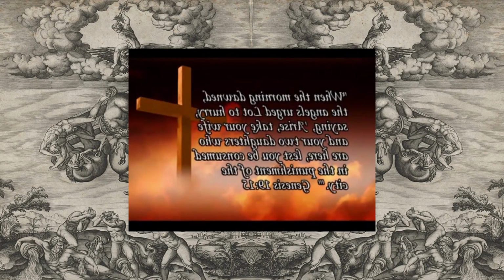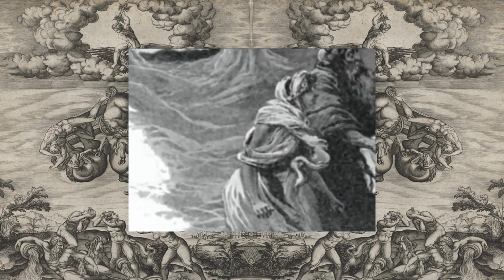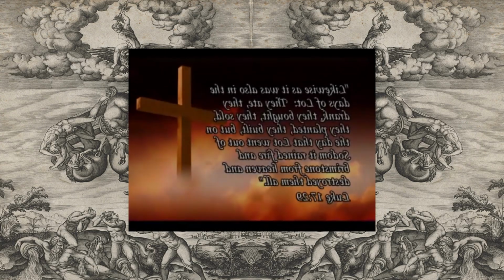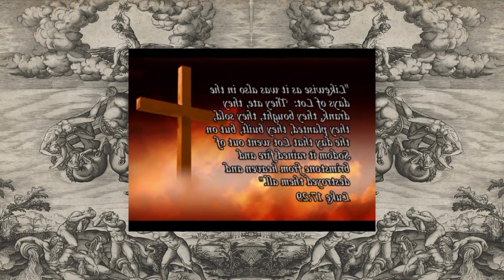When the morning dawned, the angels urged Lot to hurry, saying, "Arise, take your wife and your two daughters, who are here, lest you be consumed in the punishment of the city." Lot, his wife and daughters, all fled from the terrible destruction of Sodom. Likewise as it was also in the days of Lot, they ate, they drank, they bought, they sold, they planted, they built. But on the day that Lot went out of Sodom, it rained fire and brimstone from heaven and destroyed them all.